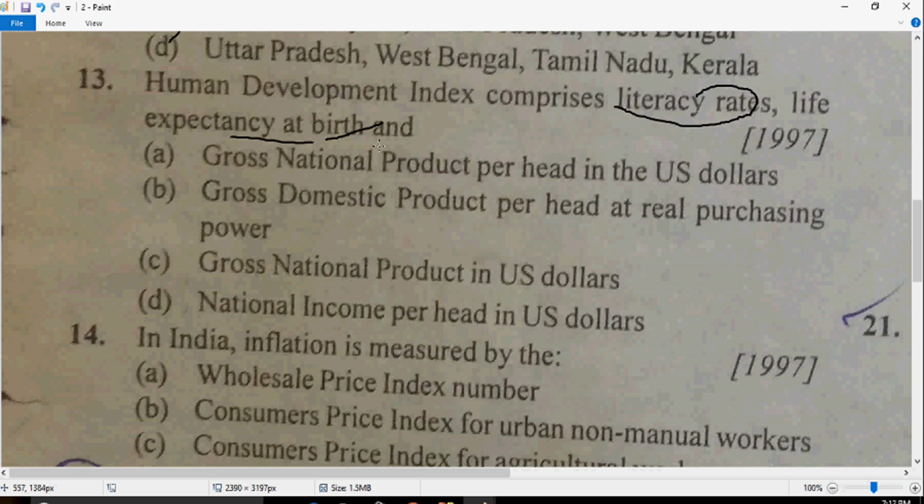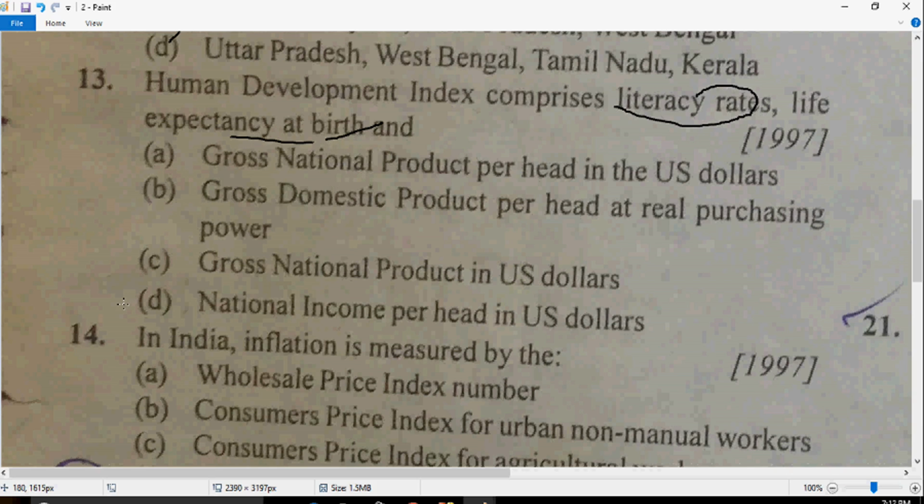The HDI calculation was first made in the 1990s by Mahbub ul Haq, that person is from Pakistan, and there is no doubt he made a big contribution to the HDI. So here the third one is adjusted real income, which means standard of living. So what will be the answer here? National income per head in US dollars.